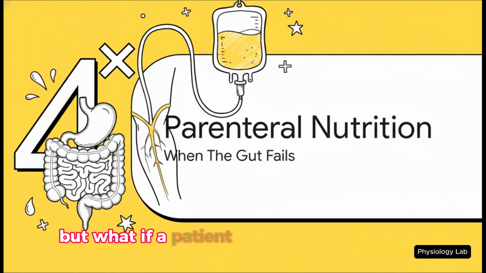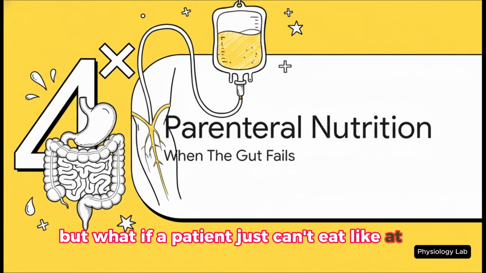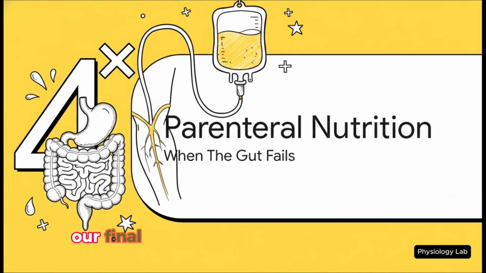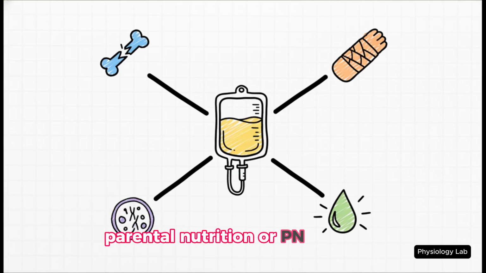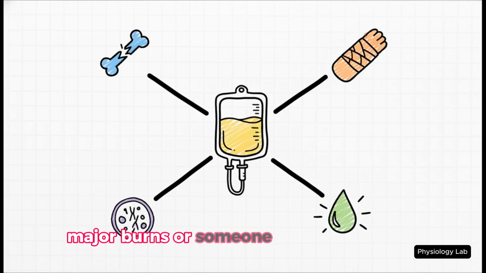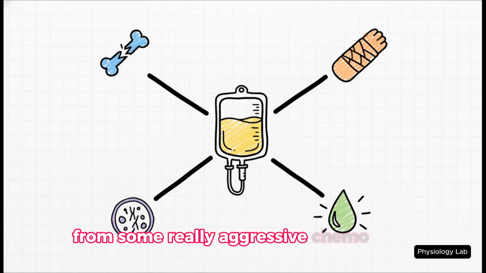But what if a patient just can't eat, like at all? What if their GI tract is completely out of commission? Well, that's when we have to bring out the big guns, our final and most intensive intervention, which is parenteral nutrition. Parenteral nutrition, or PN for short, is basically intravenous feeding. We're bypassing the gut entirely, and it's only for really specific, really serious situations. We're talking about patients with severe trauma, major burns, or someone who's recovering from some really aggressive chemo.